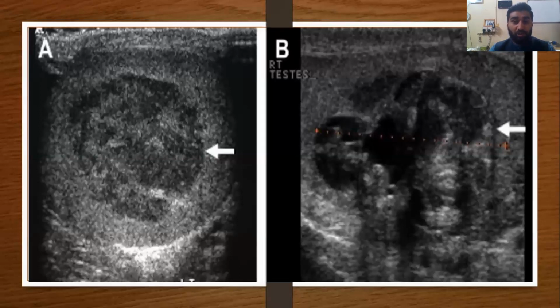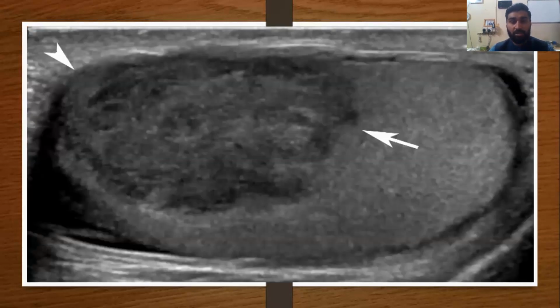These are non-seminomatous germ cell tumors, hypoechoic, heterogeneous solid lesions. Similarly, in image B, there is an ill-defined complex lesion within the testes. And another image, a longitudinal scan of the testis, shows an irregular solid lesion of inhomogeneous texture.